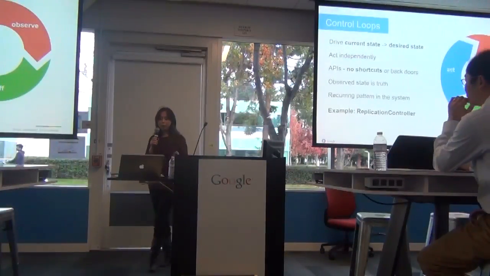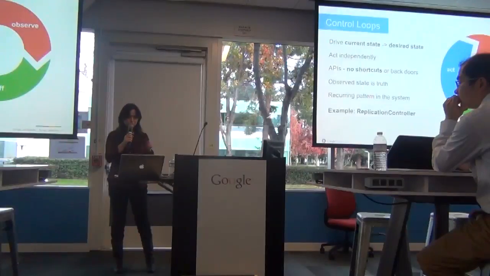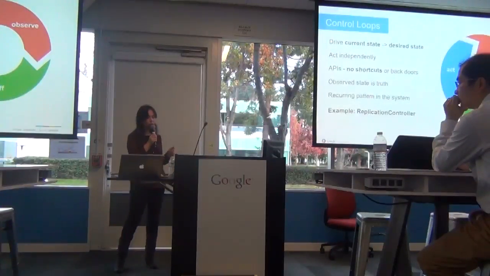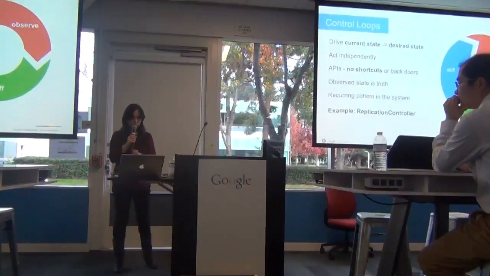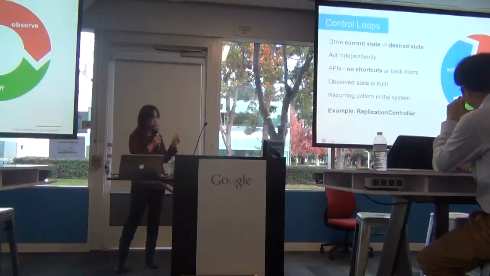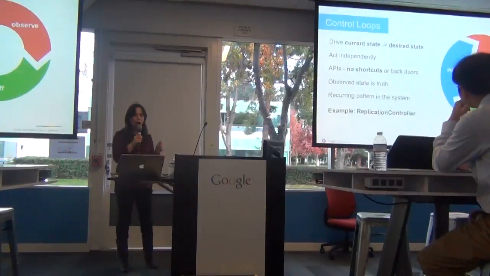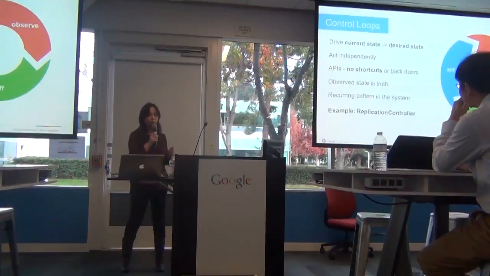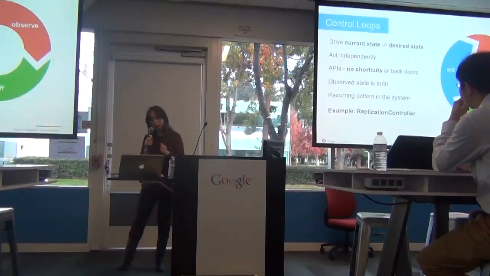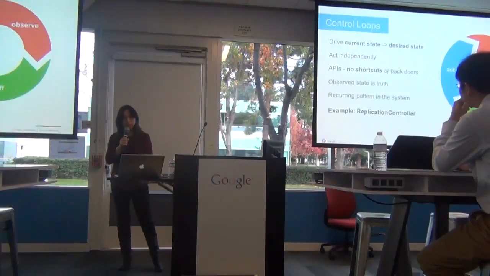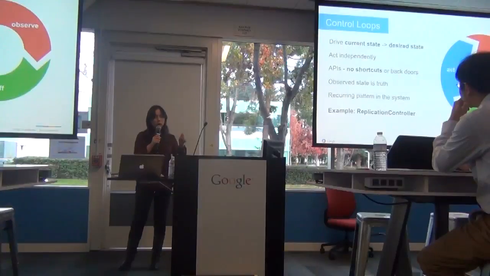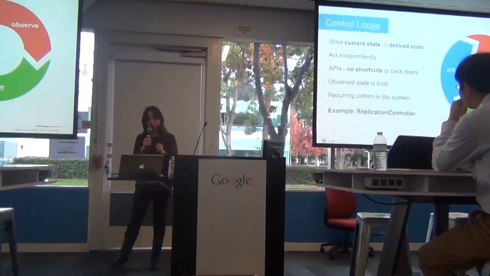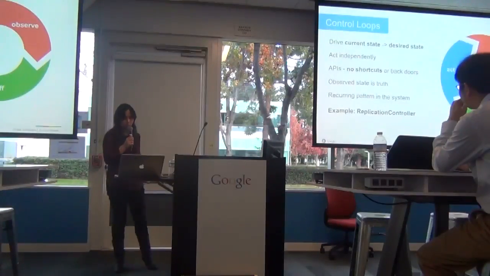Right now we have the replica controller control loop, we are discussing the job controller control loop, and there's the node controller control loop. They all act independently, querying our master API server to understand the current state of the system, and then, based on the current state and the desired state, try to drive the current state to meet the desired state.